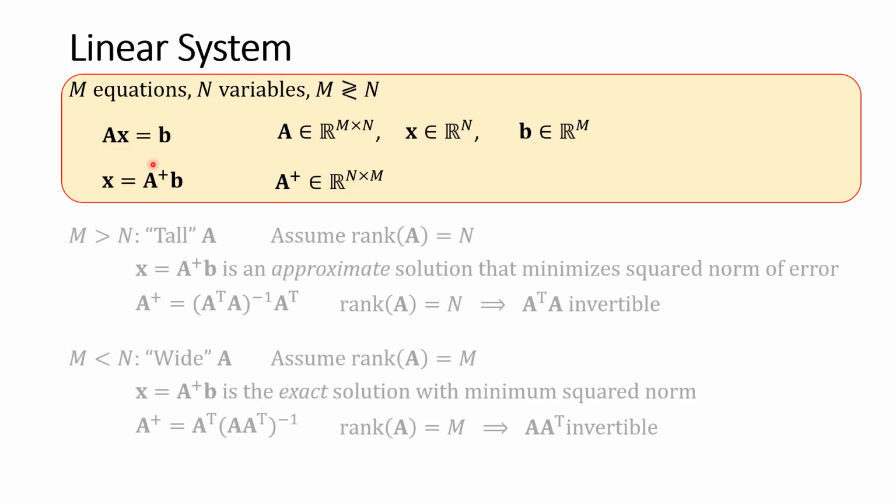So this is the general situation in terms of vectors and matrices. Ax equals b is what we want to solve. And the general solution is x equals A pseudo-inverse b. A plus is the pseudo-inverse of the matrix A.